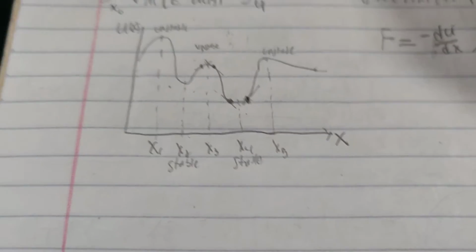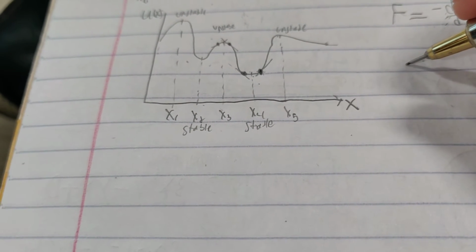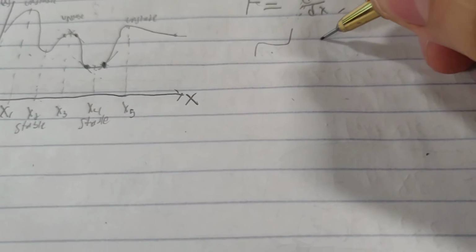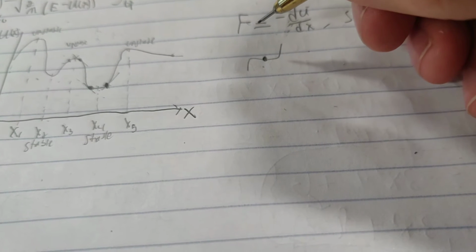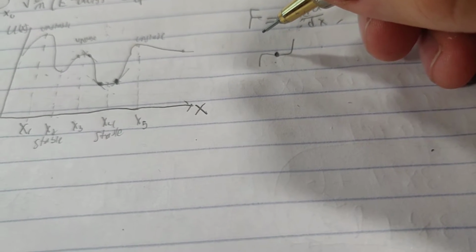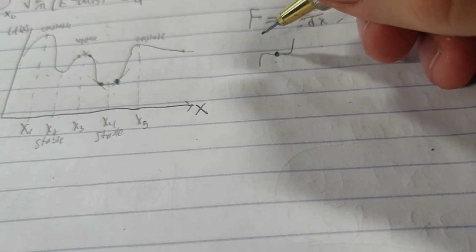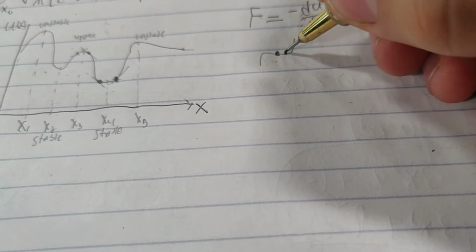What happens if I have a critical point that's like that? Here I have a location where the slope is 0. Well, it's kind of like a saddle, although in one dimension we don't really have saddle points, but we can talk about that in 2 or 3 dimensions. If I displace the particle slightly to this side, what happens? It'll go down and keep going.